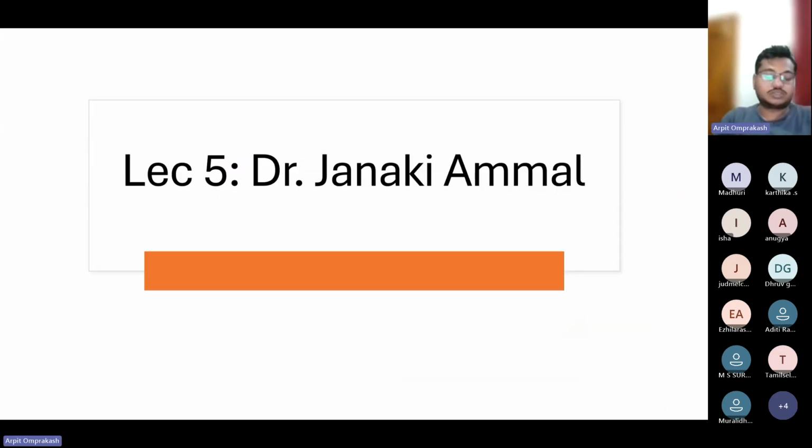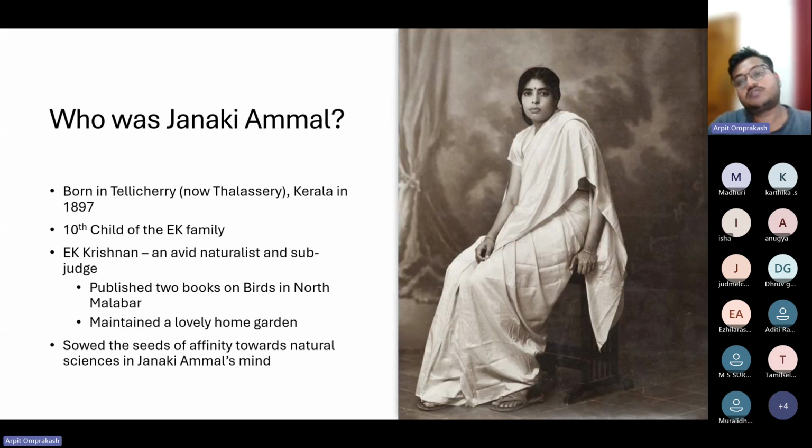In the last two lectures, we talked about two prominent but often forgotten scientists from India. Right. So the first one is Dr. Janaki Ammal. She was born in Thalassery, which is now Thalassery in Kerala, in 1897, and she was the 10th child of the EK family. Her father's name was E.K. Krishnan. He was an avid naturalist and a sub-judge in Thalassery.